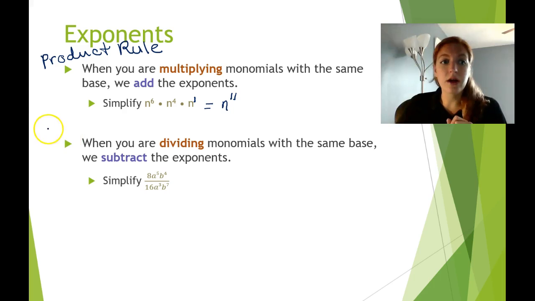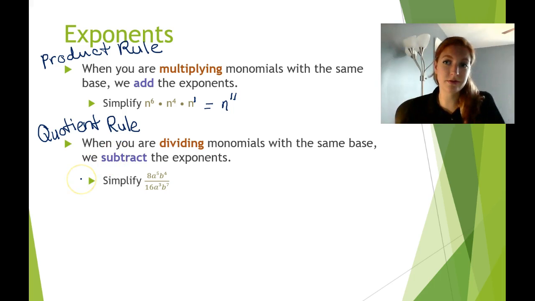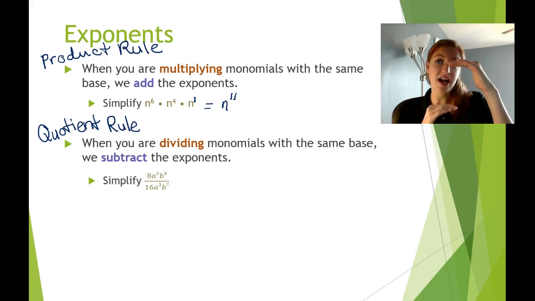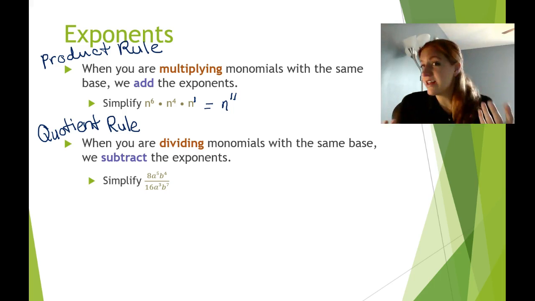Let's look at our quotient rule next. Quotient just means division. It's a fancy word for division. Use that one at home, right? When you are dividing two monomials with the same base, we're going to subtract the exponents. When we were multiplying, we were adding them, right? So when we're dividing, we're going to actually subtract. They're kind of opposite operations if you really think about it.